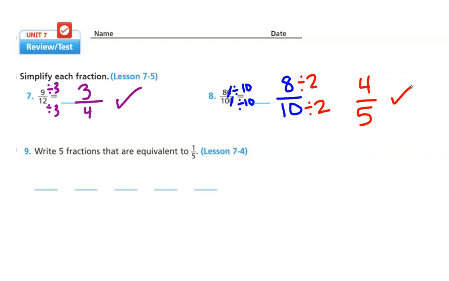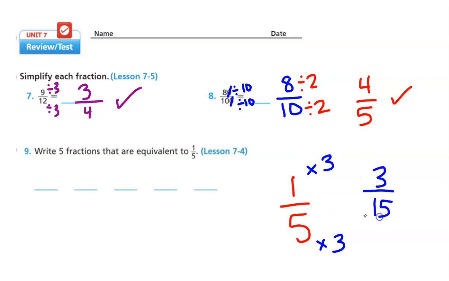Okay, we're going the reverse way this time. Number 9 wants you to write equivalent fractions. And if you'll remember, for an equivalent fraction, whatever you do to the bottom, you have to do to the top. So if I were to multiply these both by 3, I would get 3/15. So that could be one equivalent fraction there. Maybe I take 1/5 and I multiply the top and the bottom by 2. So 1 times 2 would be 2, 5 times 2 would be 10. So 2/10 is also equivalent.